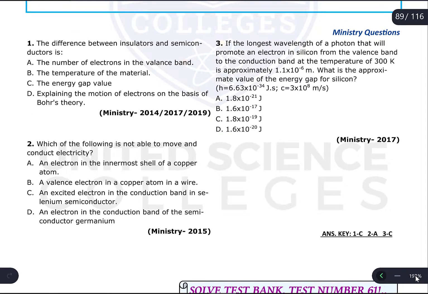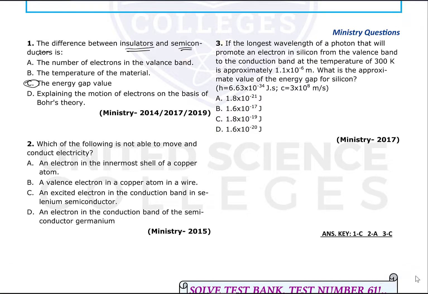Alright, now we will start answering the questions about chapter 9, first section 1. The difference between the insulator and semiconductor: the difference is the energy gap value. Explain the motion of the electrons on the basis of Bohr's theory. So C is the correct answer.